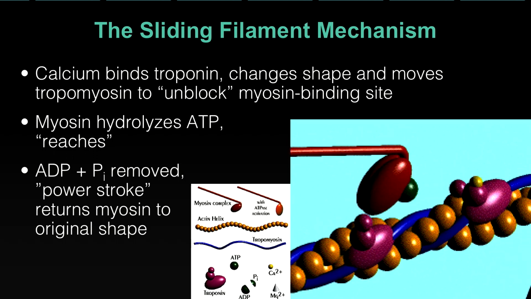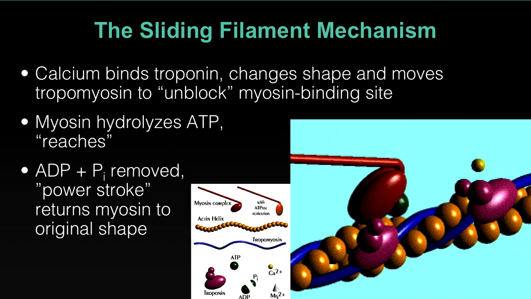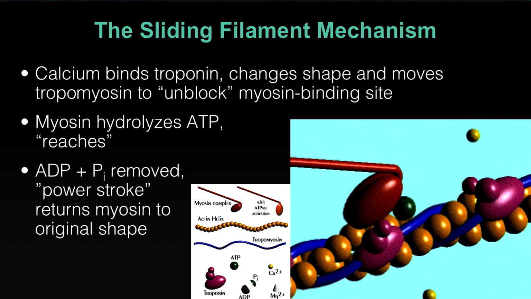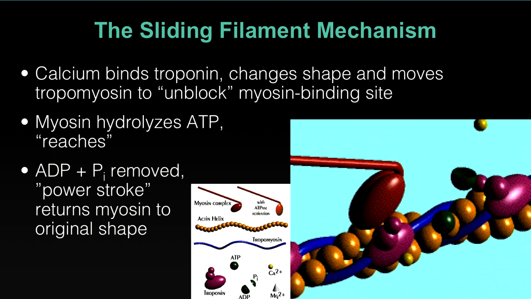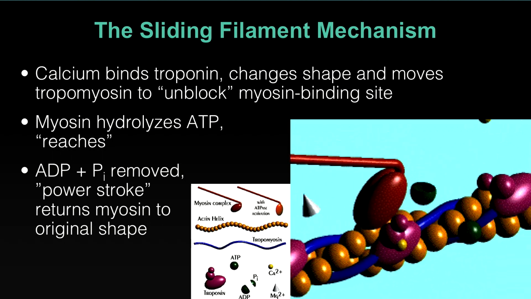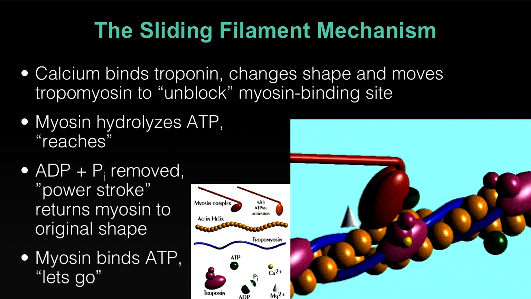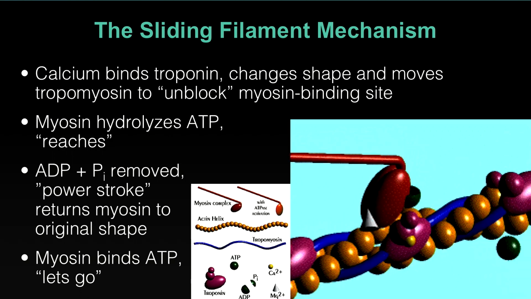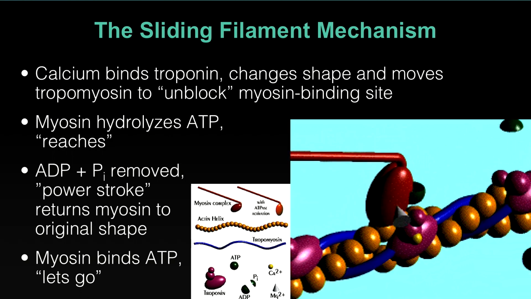Now, what happens with ADP and phosphate is still up for debate. Does the power stroke occur with them intact, or does one of them detach, or do they both detach? We're not sure. As recently as this year, we're not sure, and I'll show you that in a second. Eventually, they both detach. That's part of the power stroke. They both have to detach. They leave the ATP binding site because we need to make space for the next ATP to bind.